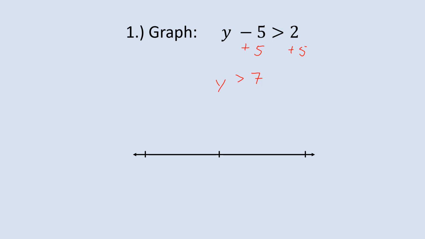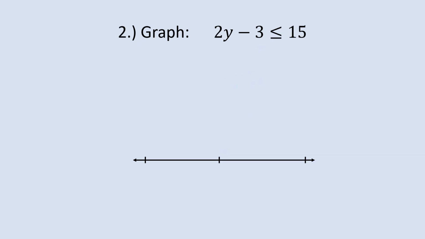So on our number line, we want three numbers. We want 7 in the middle. We want integers on both sides. So the integer that's smaller than 7 is 6, greater than it is 8. Since this is a greater than sign and not a greater than or equal to sign, we're going to have an empty circle, and it's pointing to the right. Okay, so we're going to shade it to the right.